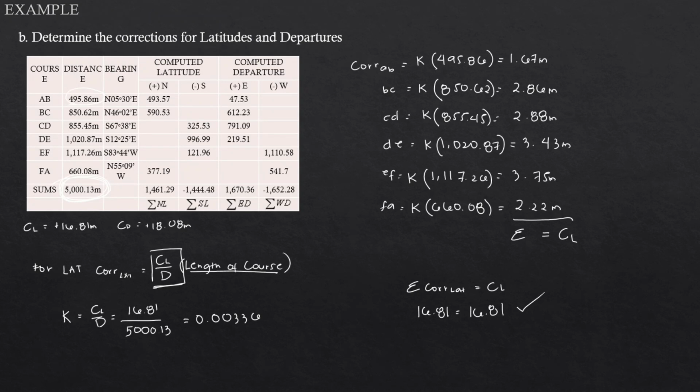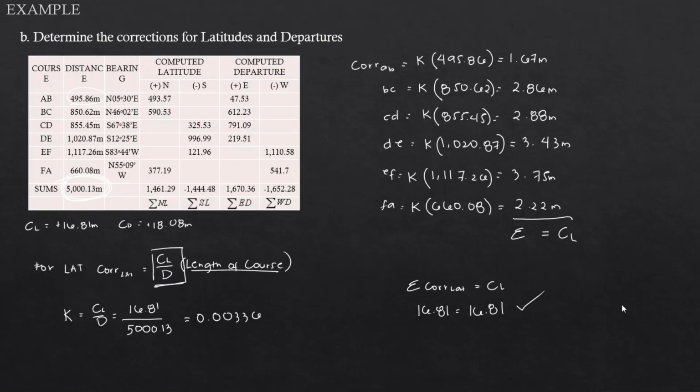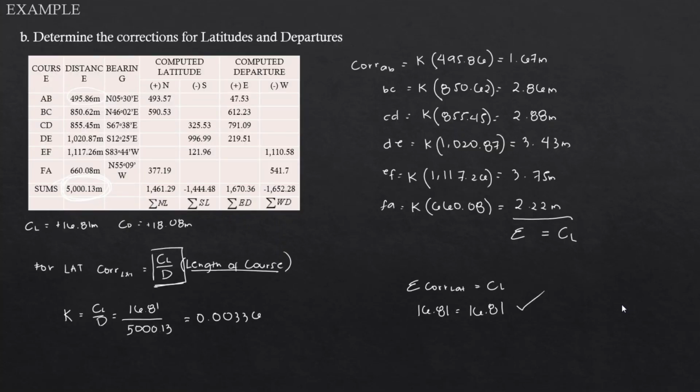Okay, so correction for departure pa. Hindi pa natin nakuha yun. Okay, so for correction in departure, so for departures naman, meron tayong formula ng correction ng departure is equal to CD over D times length of course.